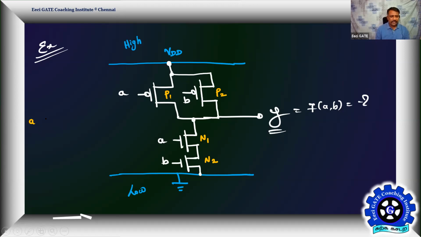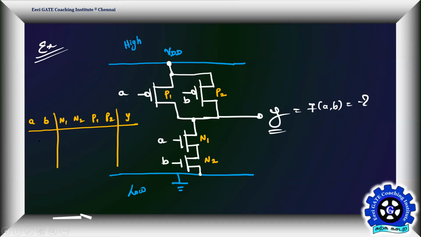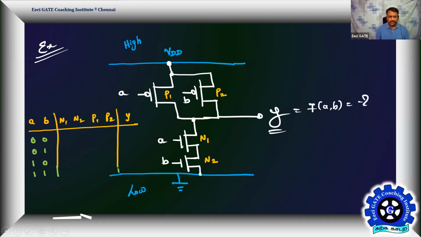So we'll have a table: A, B, N1, N2, P1, P2, Y. That's easy. A and B will have these other two input signals. How many combinations are possible between A and B? 4 combinations: 0 0, 0 1, 1 0, 1 1. So we'll see what the table is. It is going to speak some truth about what is happening in this, so we'll call this a truth table.